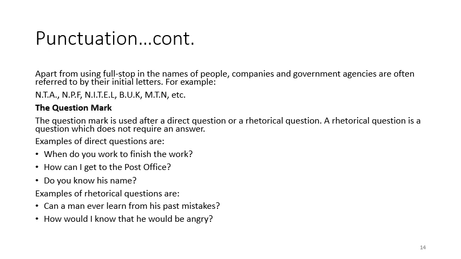Do you know his name? For example, can a man ever learn from his past mistakes? You don't need to answer this question because the answer is already known. So these are called rhetorical questions.